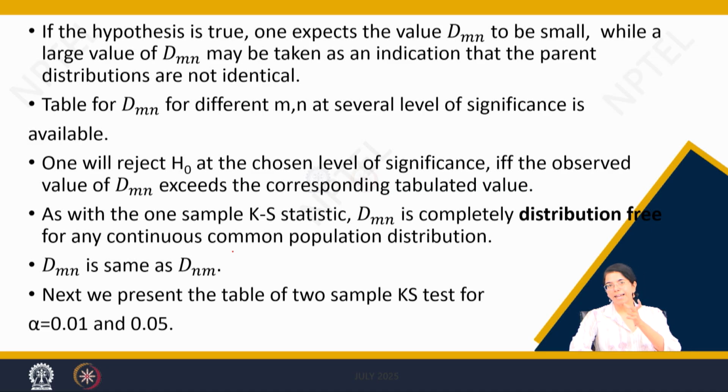Remember, this is a very tricky fact: Dmn is the same as Dnm. That means if you change the sample sizes, it is a symmetric test statistic. So if you swap m and n, both will give you the same cutoff point. Next we will present the table for the two sample case test for the levels of significance 0.01 and 0.05.